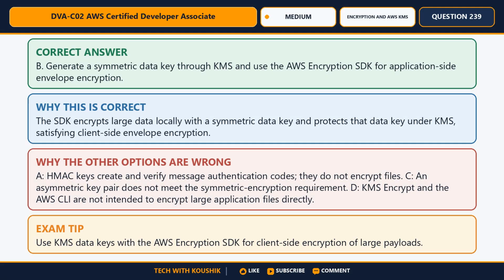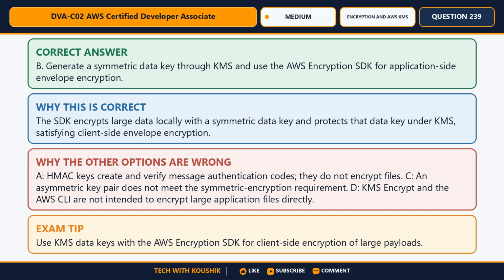The correct answer is B. Generate a symmetric data key through KMS and use the AWS Encryption SDK for application-side envelope encryption. Here is why. The SDK encrypts large data locally with a symmetric data key and protects that data key under KMS, satisfying client-side envelope encryption. Why are the other options not correct?